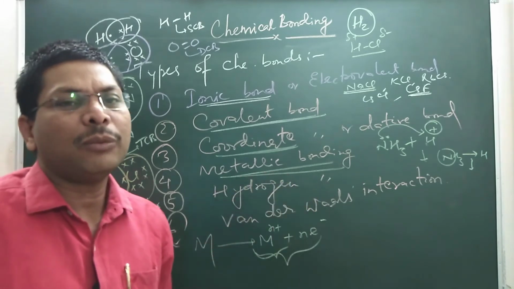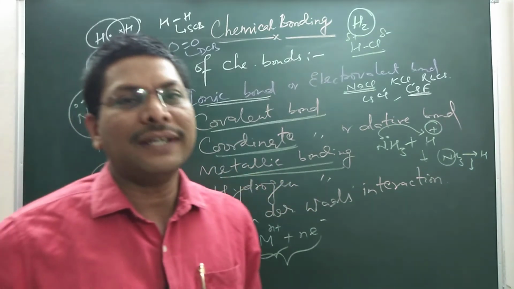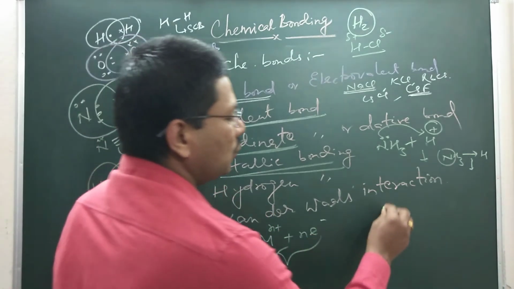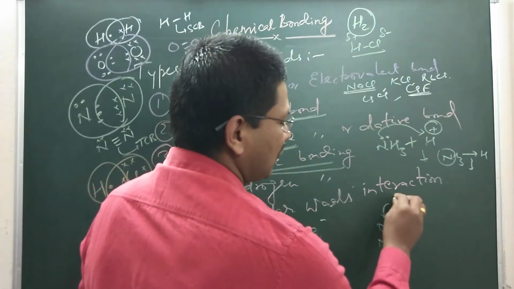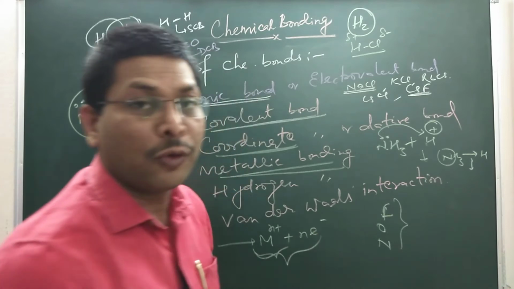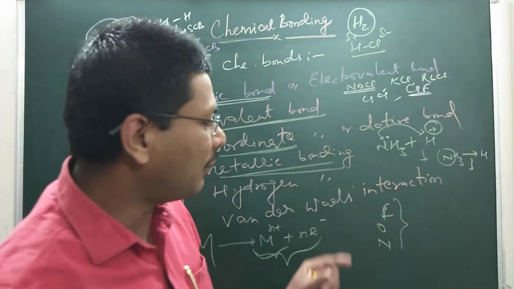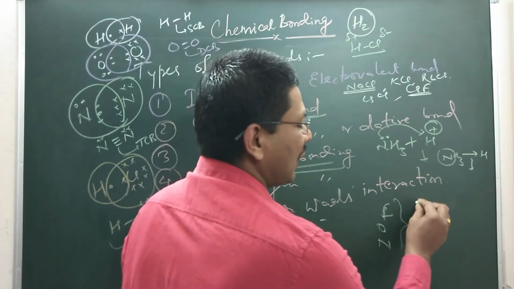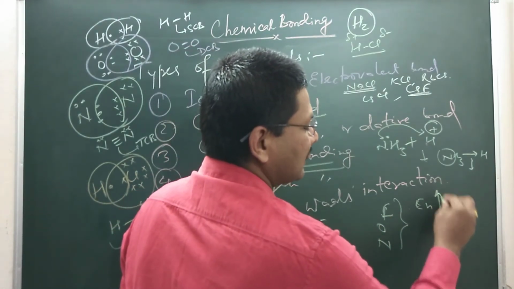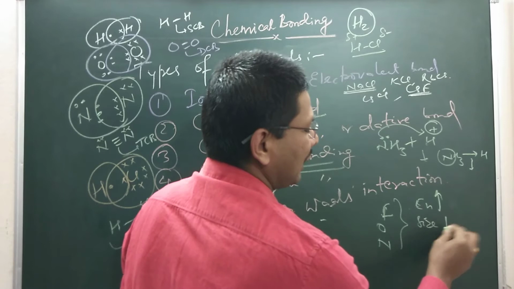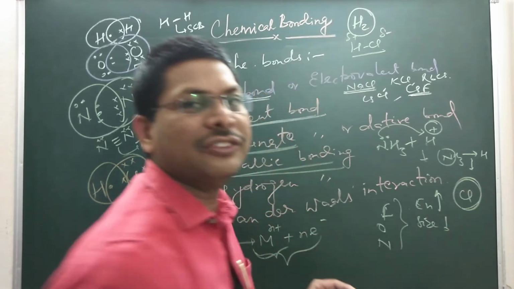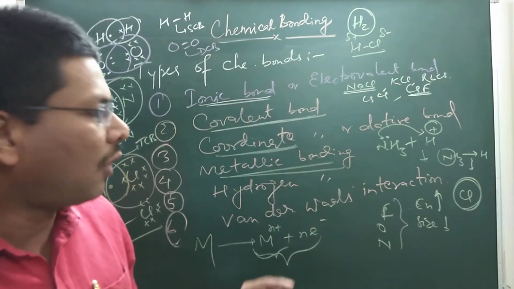Hydrogen bonds. Hydrogen bonds are a special type of dipole-dipole interaction where you have the 3 most electronegative elements, fluorine, oxygen, nitrogen, and they are the smallest atoms in the periodic table. So the condition for hydrogen bond is electronegativity should be high and size should be very small. So that's why chlorine doesn't form hydrogen bond. In general conditions, chlorine does not form hydrogen bond.